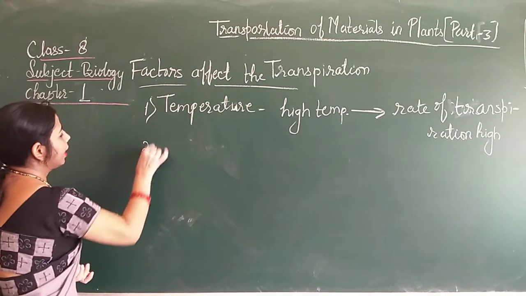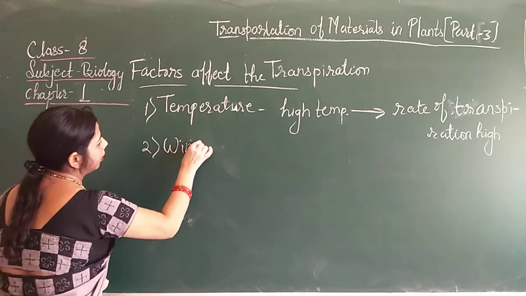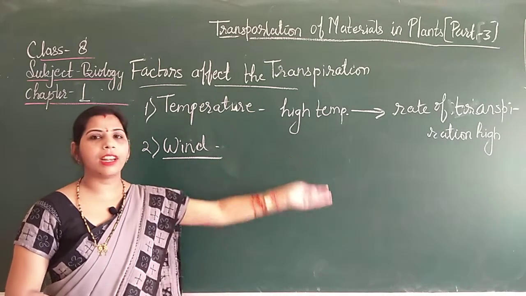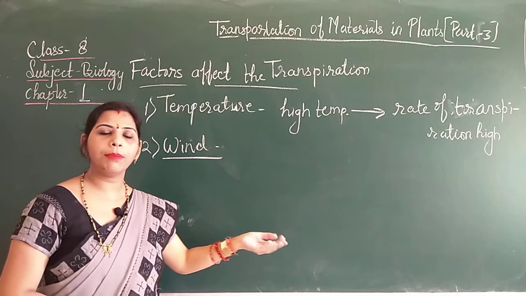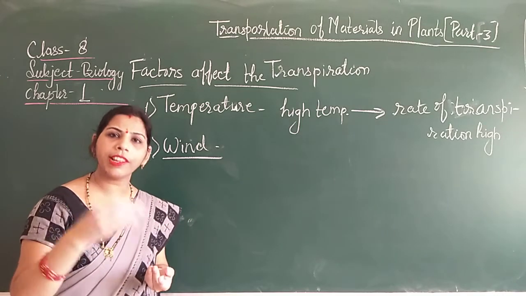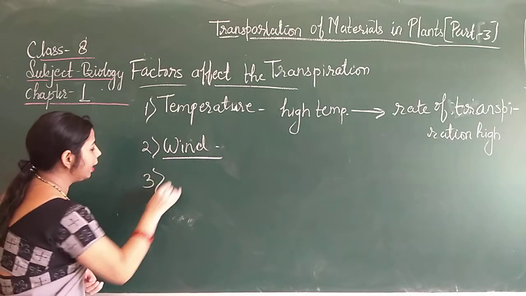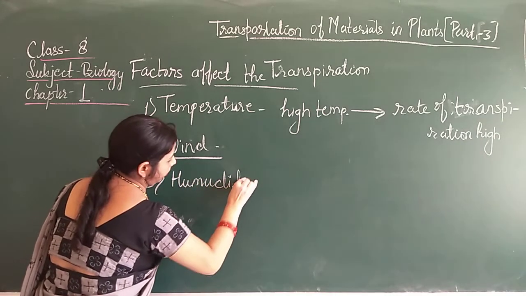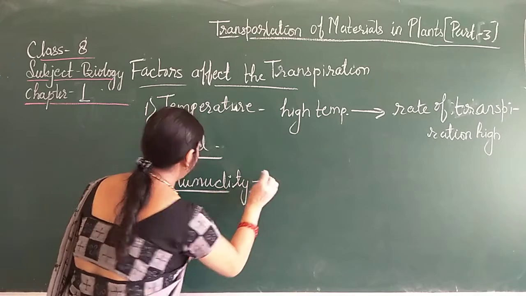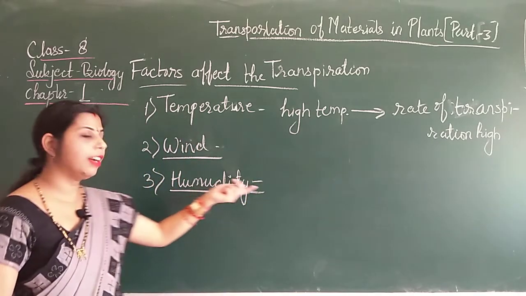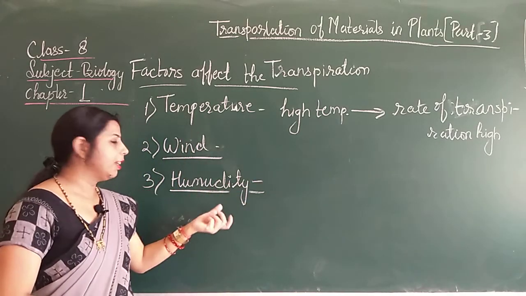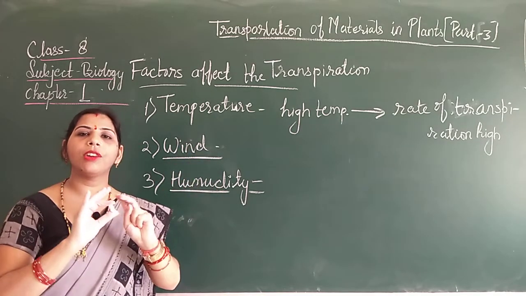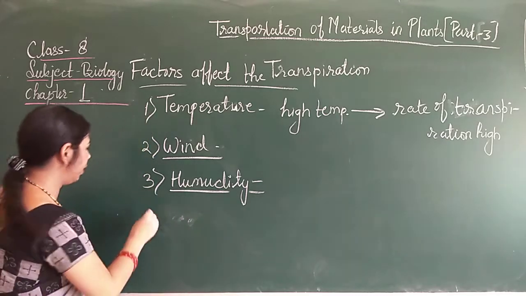Now let's see another thing, the wind. If the speed of wind is higher, the rate of transpiration is also higher because wind evaporates the surface water. Third one, humidity. If there is humidity in the atmosphere, the rate of transpiration will be less because the surrounding air is already saturated with the water.